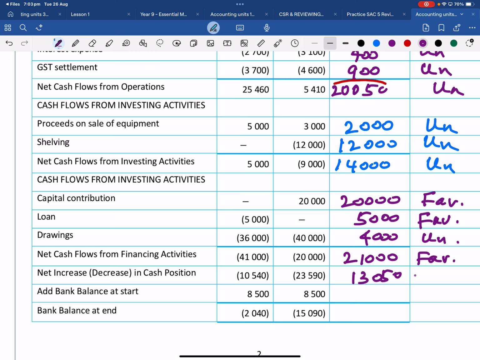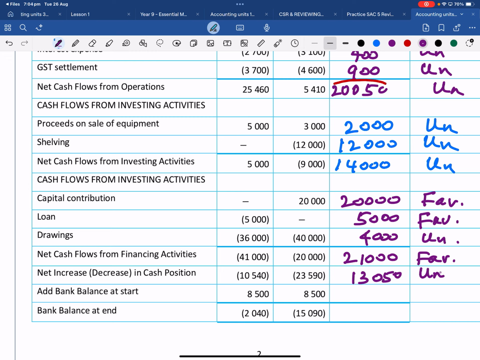Unfavorable. How is it unfavorable? Think. Similar to the previous one, actually opposite. We thought that we would lose 10.5K, but we lost 23.5K. So unfavorable. We lost more than what we anticipated.